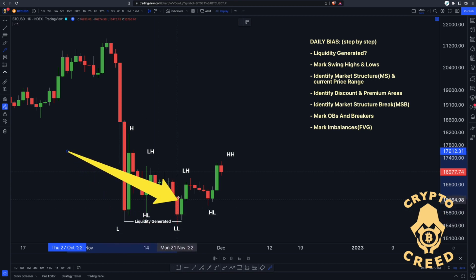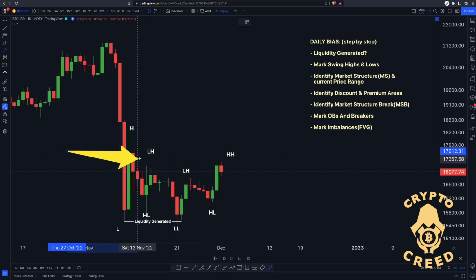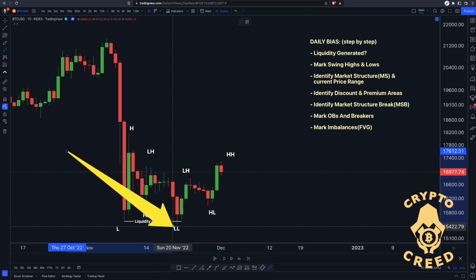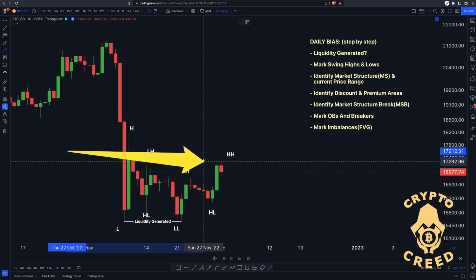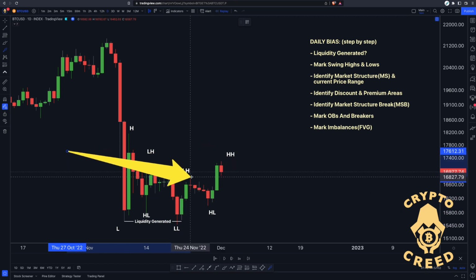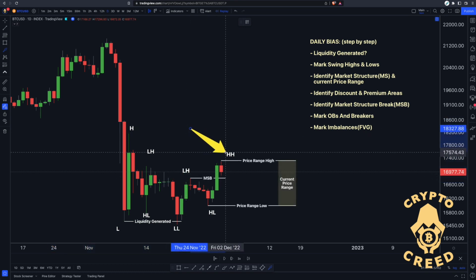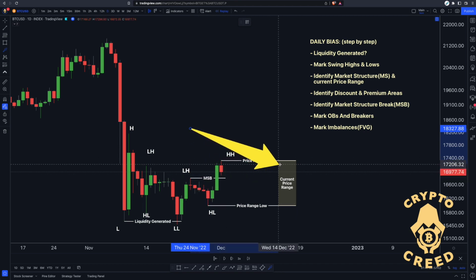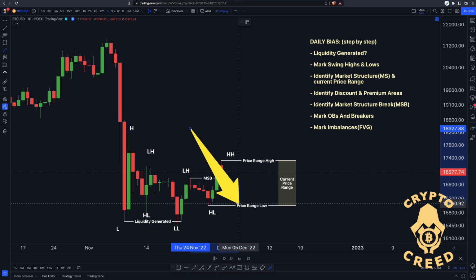Then price from here rallied towards upside, making a lower high relative to the previous lower high formation. After making this lower high, price sold off but failed to make a lower low compared to this previous lower low formation and started rallying from there, making a higher high compared to the previous high that was created over here. So after price makes this higher high formation over here, now we have a confirmed market structure break towards upside, and from this higher low to this higher high is going to be our current price range, with the higher low being the price range low and the higher high being the price range high.